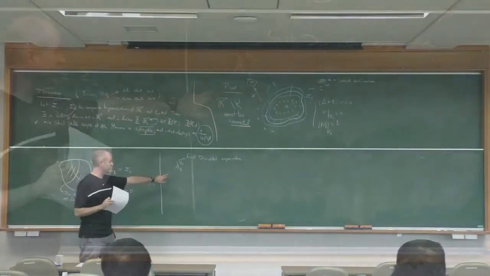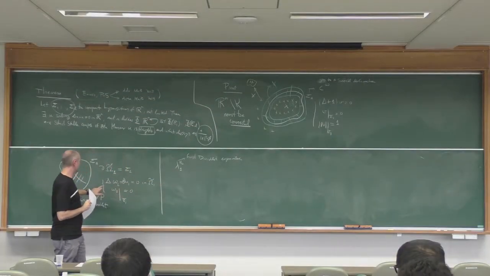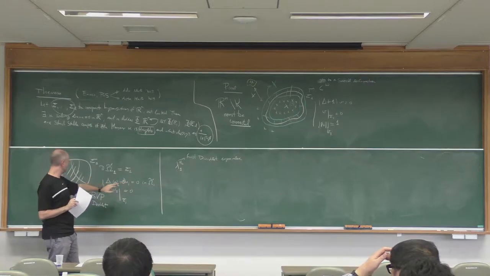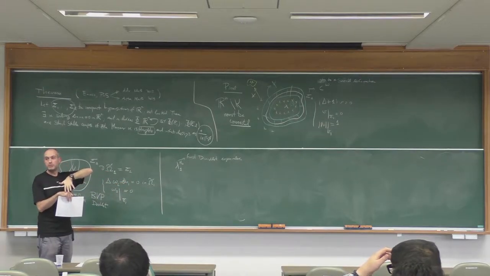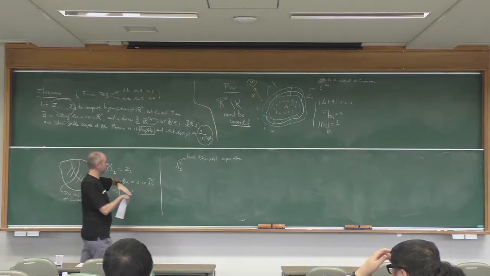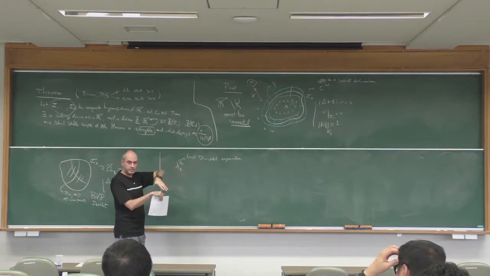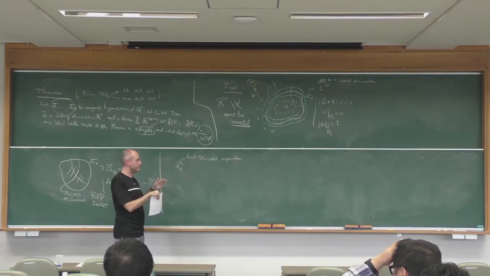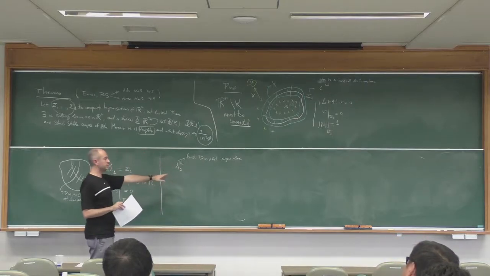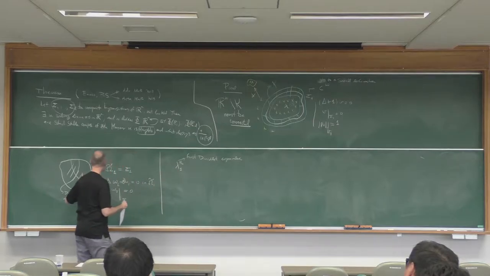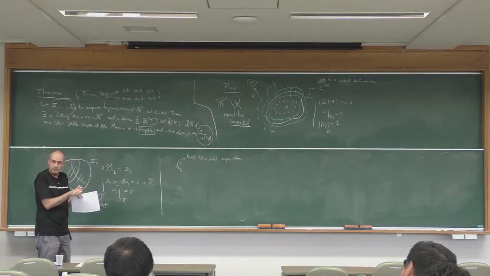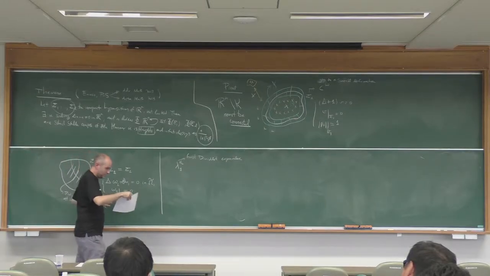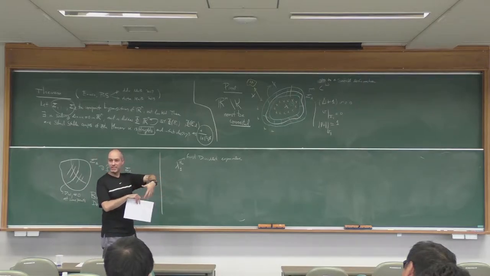If the first Dirichlet eigenvalue of this omega tilde is smaller than 1, this is because your domain is too large, so you should shrink it. And if lambda 1 is bigger than 1, it's because your domain is too small. If the domain is very small, the first eigenvalue is big. So you have to thicken it, you have to increase it.